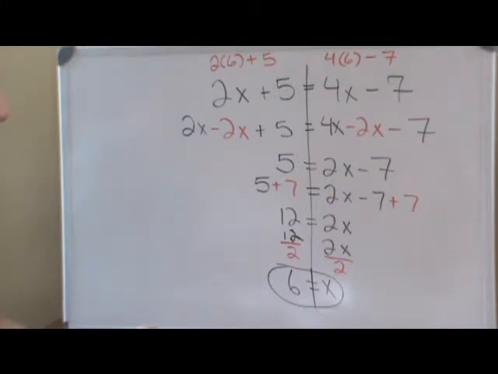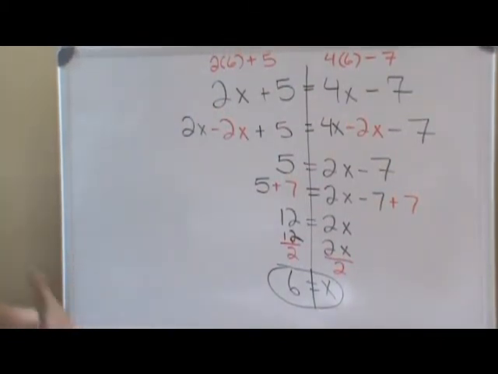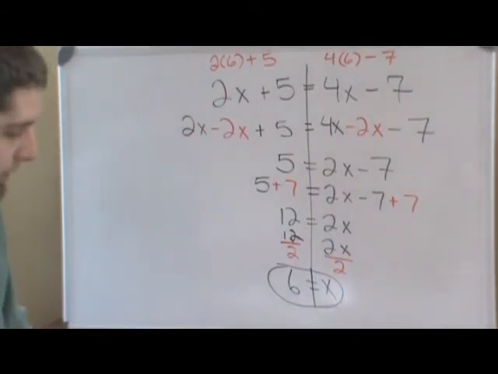All the decimals do is instead of doing 5 plus 7, I might do 5.3 plus 7.2. So you just have to know how to add, subtract, multiply, and divide with decimals and fractions if you see those thrown into the equation.